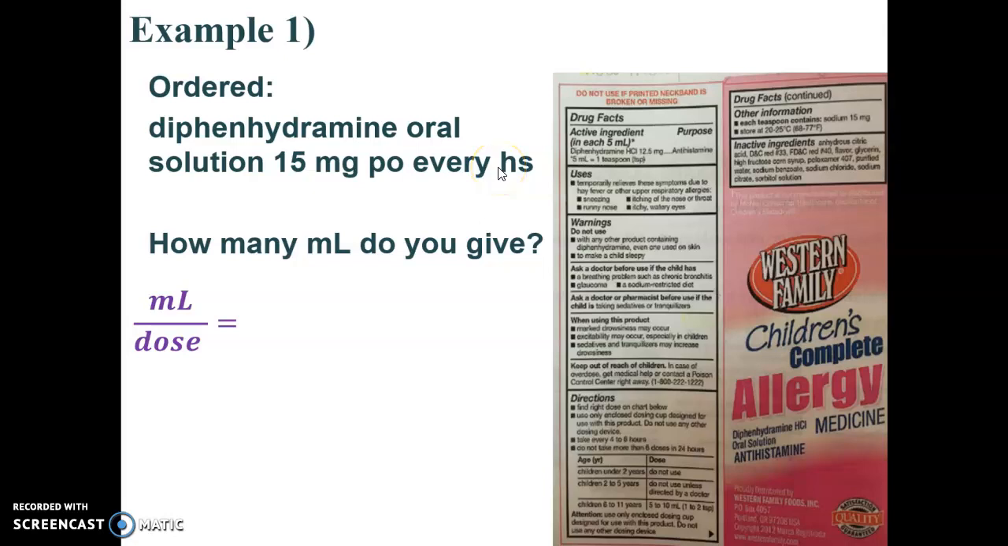Okay. Now our label that we are given is this Children's Complete Allergy Medicine, and you can see it has the diphenhydramine in it, and that it's an antihistamine, but it doesn't tell us anything about that unit dose concentration. Usually they'll list that on the front of the label, okay, so that it's big and bold and easy to see, but they didn't do that here. So you could go digging over here on the side, and you'll find that it tells you that in each 5 milliliters, you've got diphenhydramine 12.5 milligrams. Okay, so if it's not listed on the front, look to the side. You'll usually find it over there somewhere.